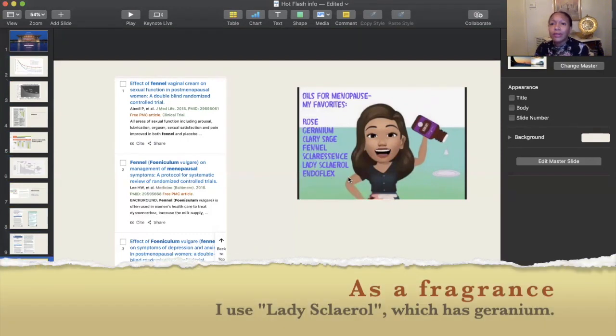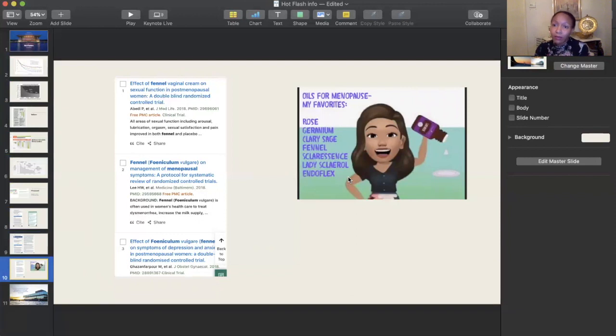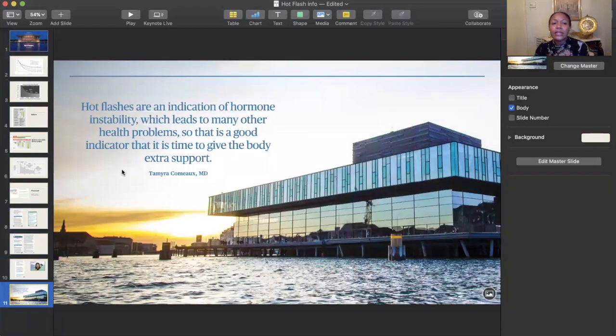People can incorporate these in their body lotions. Or I just have people use whatever they can be compliant with. The person who takes something every day is going to have better success than the person who does not. So those are my top evidence-based ways to get rid of hot flashes.